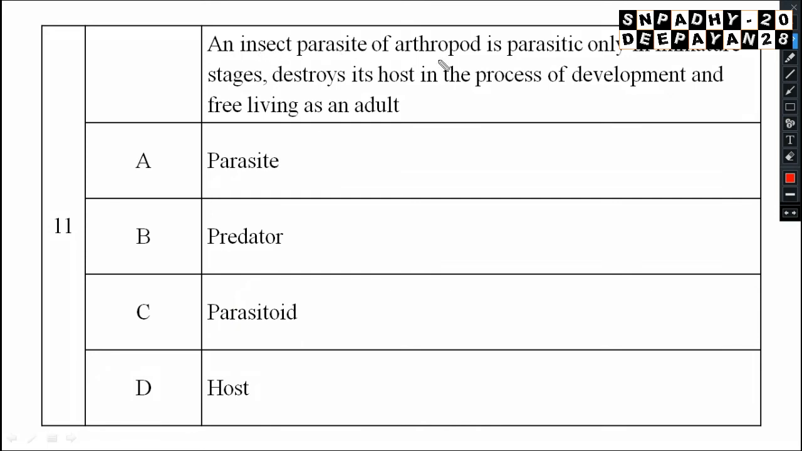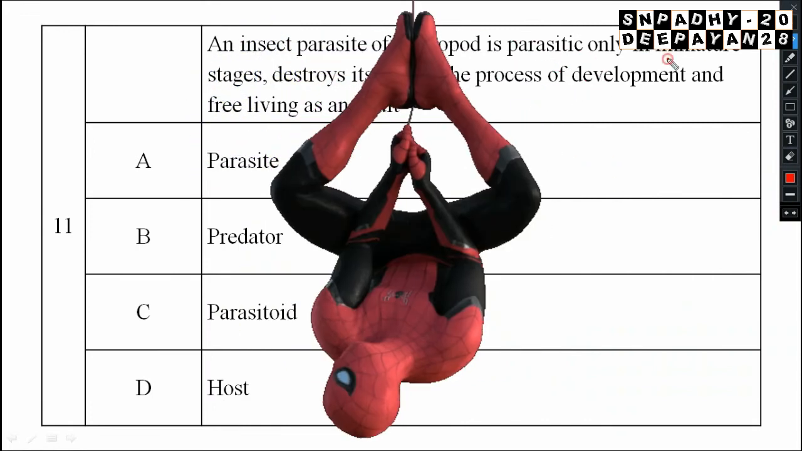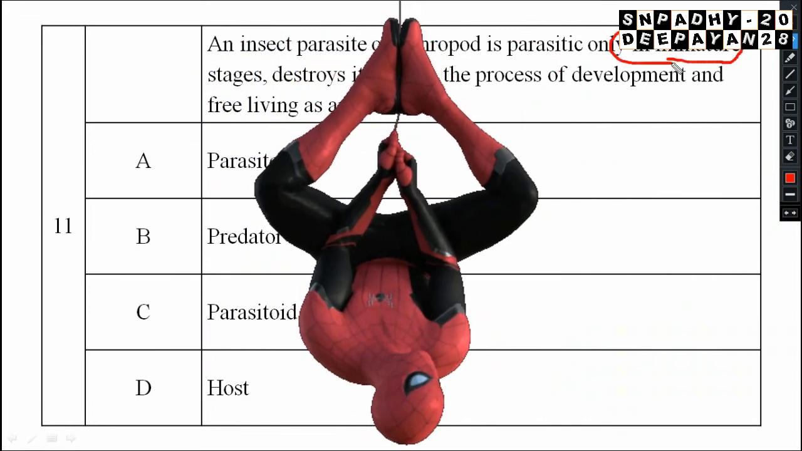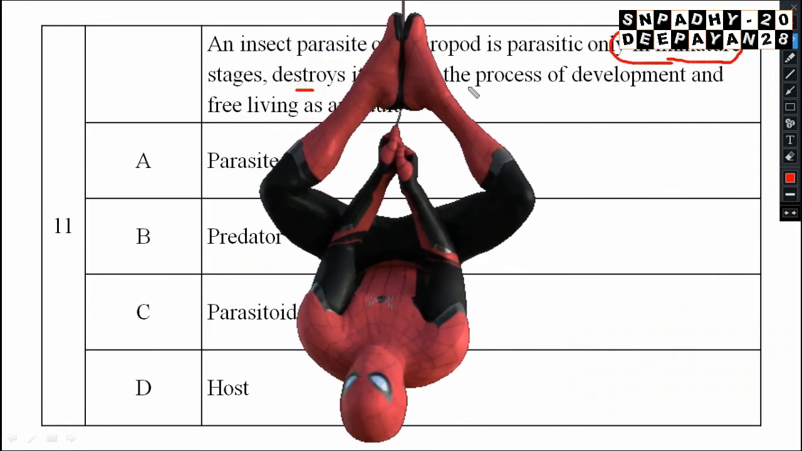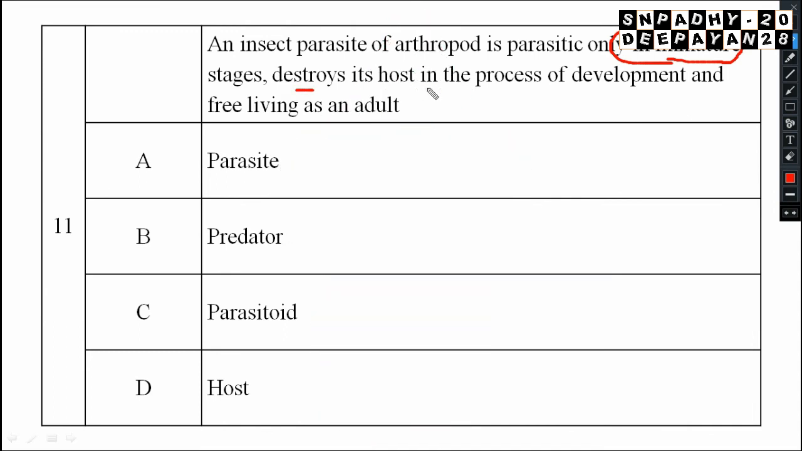An insect parasite of arthropods, which is parasitic only in its immature stage, these two things are important, only in their immature stage, and destroys its host in the process of development, and is free living as an adult. That means they are parasitic in the immature stage and free living in the adult stage. So what is the terminology for that? That is a parasitoid. Answer is C.